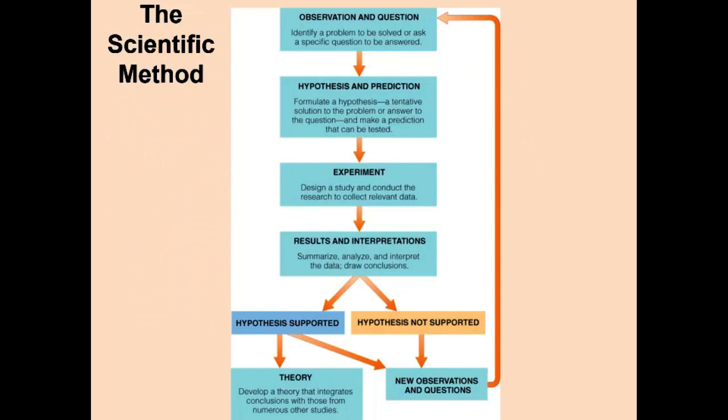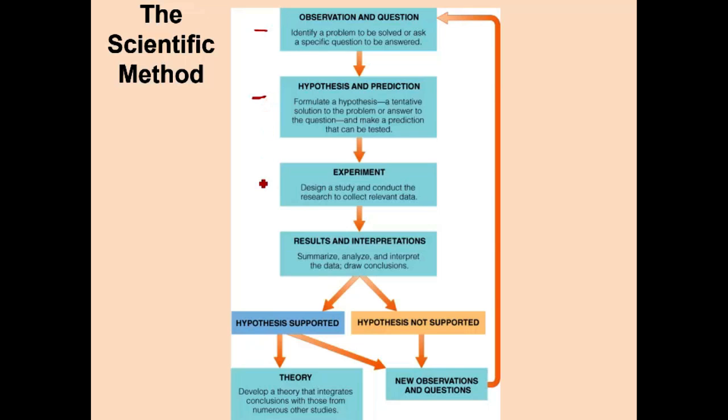Here we have the steps of the scientific method as presented in your textbook. So we start off with an observation or a question. I ate this and I saw this happen. So my hypothesis, my educated guess, would be this. So let's say vitamin C. I noticed that when I took vitamin C, my cold didn't last as long. So I have a hypothesis. I have an educated guess that vitamin C prevents colds.